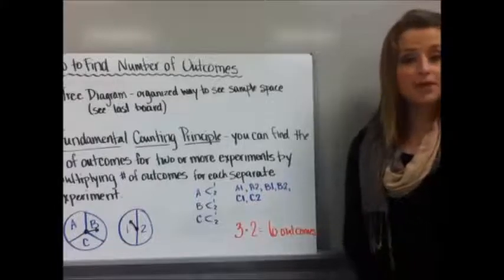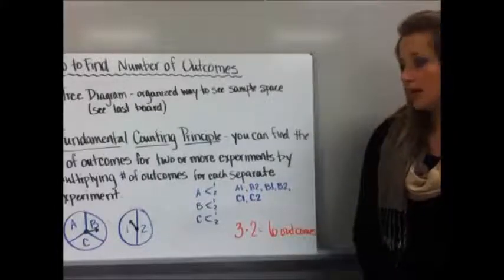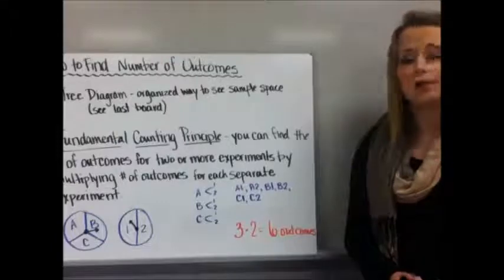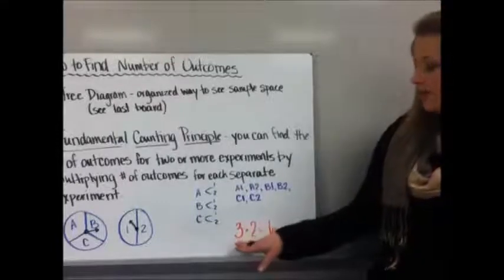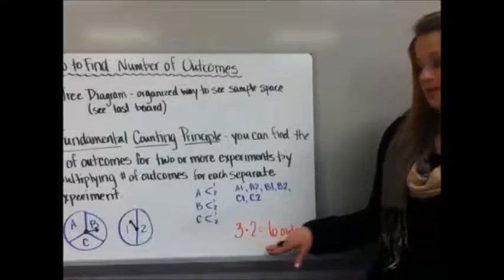What the fundamental counting principle does is it gives you a shortcut. If you're just wanting to know the number of outcomes, you can multiply 3 times 2, which gets 6.